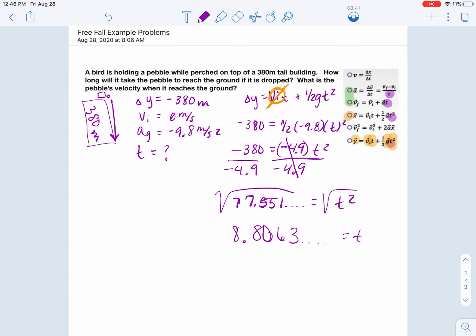We are going to round this for significant figures. So in this problem, we were only given one measured value, and it was measured with 2 sig figs, because ending zeros without a decimal are not significant. So we're going to round this final answer to 2 significant figures. So t equals 8.8 seconds. And that is the answer to the first part of the question.